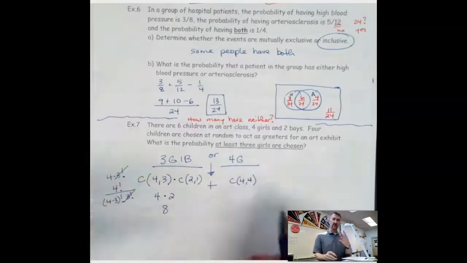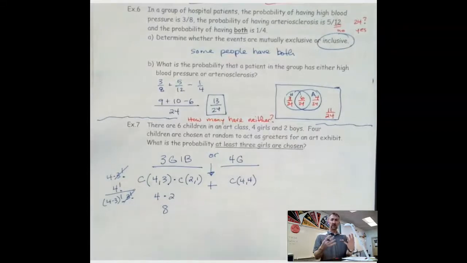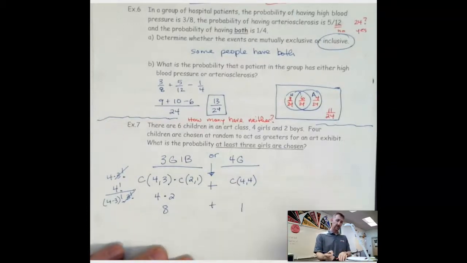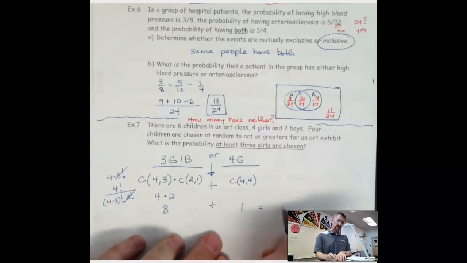And if we come over here, there's 4 girls total, and we want to choose 4 girls. Well, there's only one way to do that. You have to pick all 4 girls. That's the only way you're going to have all 4 girls in the exhibit. So there's only one way that can happen. So that is 9.